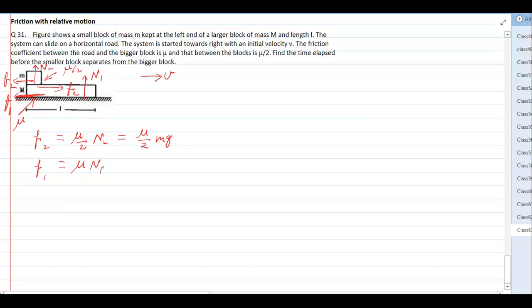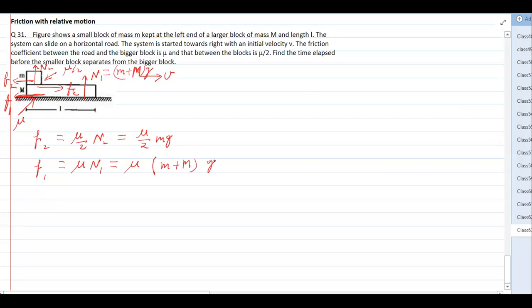So mu times N1. How much will N1 be? Since it is supporting both the weights, N1 will be small m plus capital M times g. I am directly writing these values because we already know that if you have two objects kept one over the other, the normal at the ground will be equal to the weight of both the objects. So N1 will be small m plus capital M into g. So this is the friction force at the lower surface.